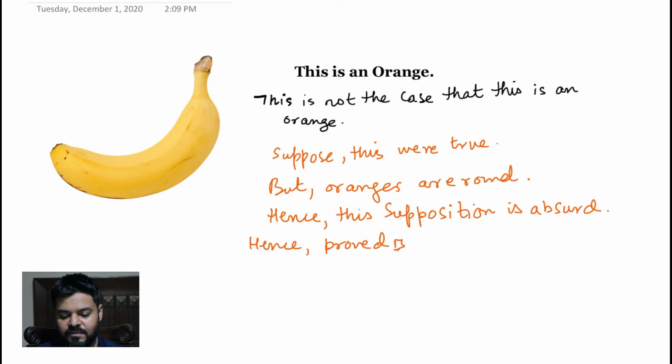And once we have shown that this is absurd, the supposition is absurd, the counter case must have been true by default. So this is how it works, and here we have used this system to prove that this is not an orange, and the statement hence is true that it is not the case that this is an orange.